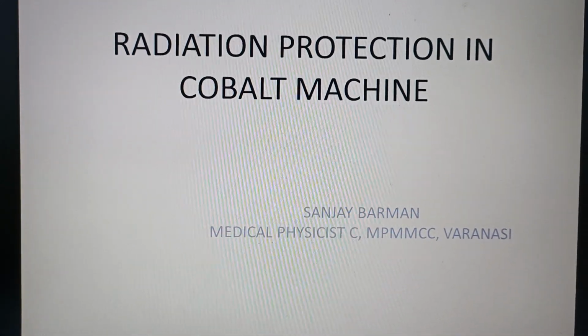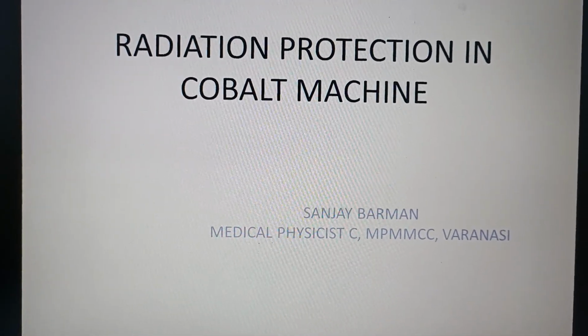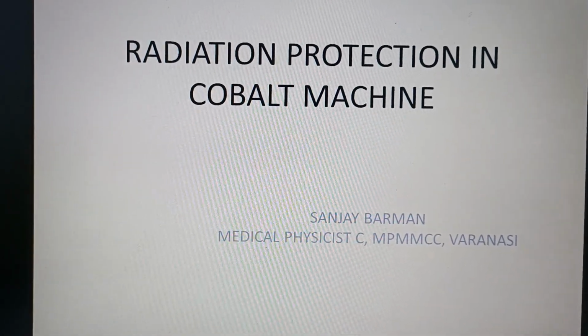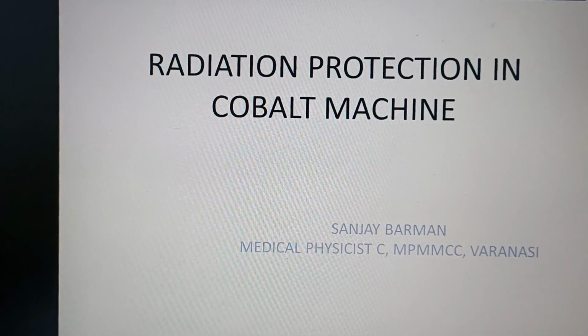Radiation protection in cobalt machine. I am Sanjay Varman, medical physicist, MP MMCC, Varanasi.